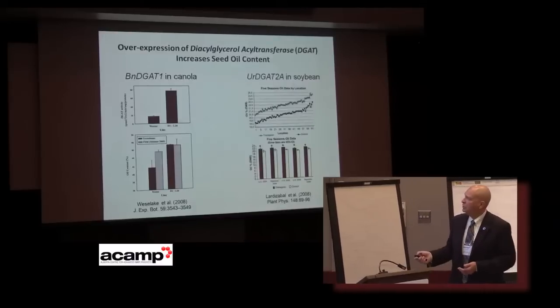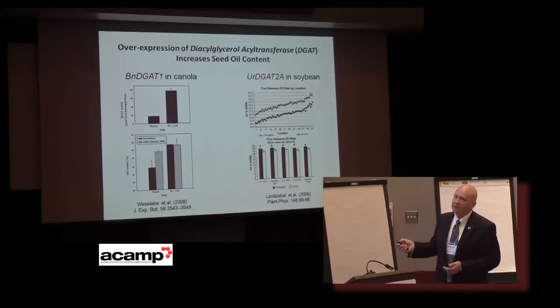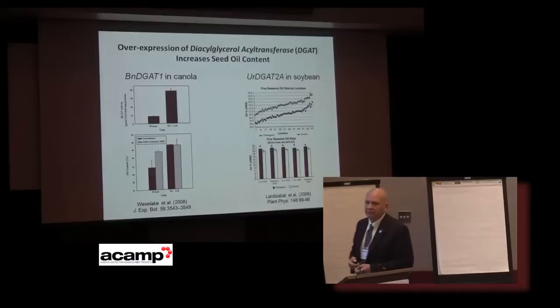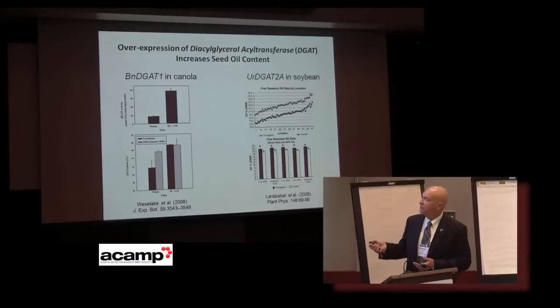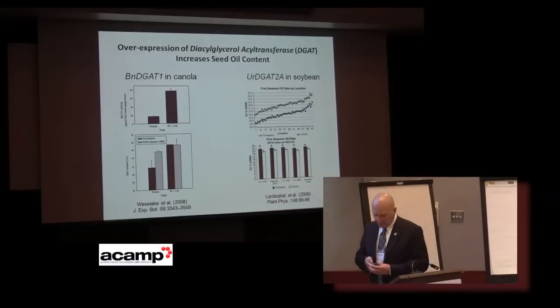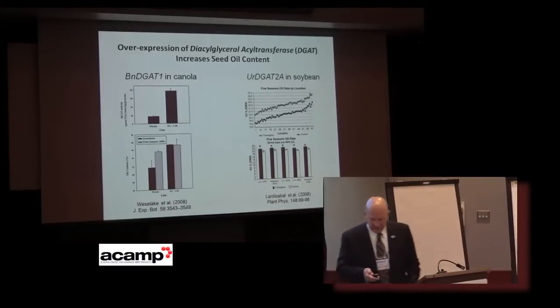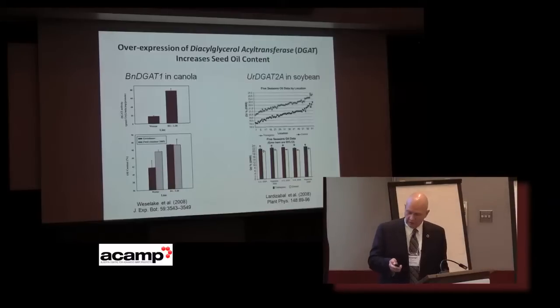Also, Calgene Monsanto have taken a fungal DGAT and expressed it in soybean. They have a product in the pipeline with a higher oil content soybean. And it's also being looked at in corn recently.